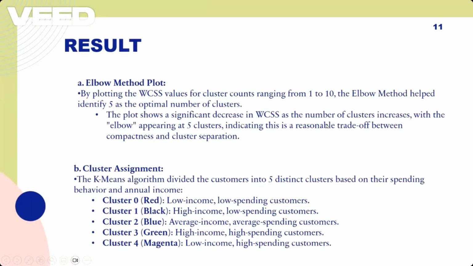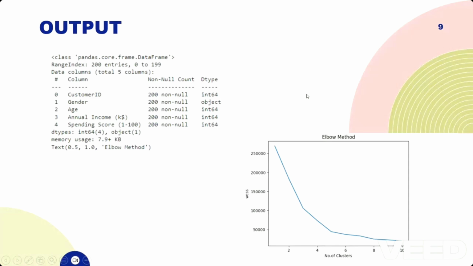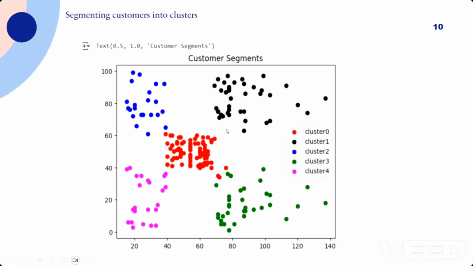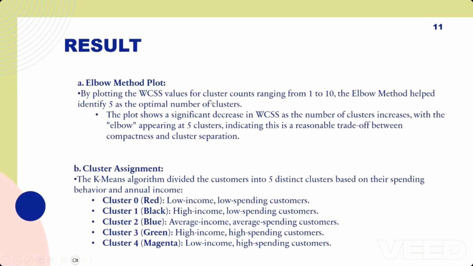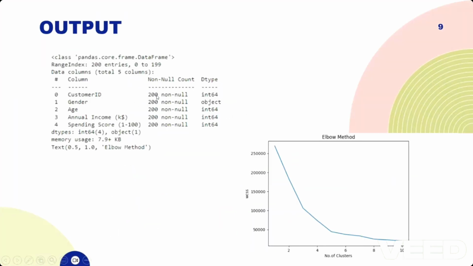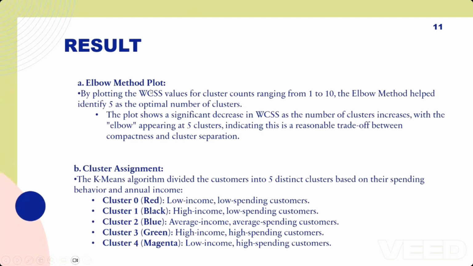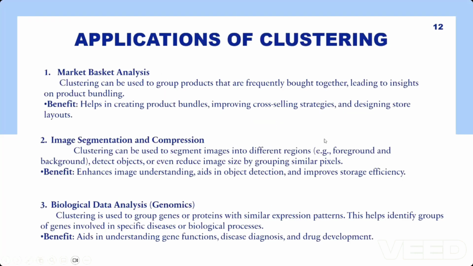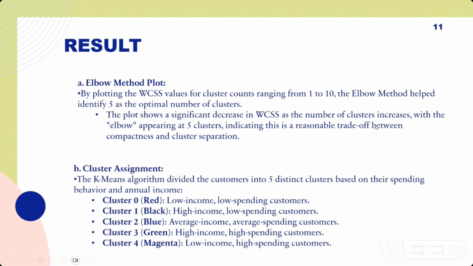And then the result, the elbow method plot. By plotting the WCSS value for cluster counts ranging from 1 to 10, the elbow method helped identify 5 as the optimal number of clusters. Here, 5 is the optimal number of clusters. The plot shows a significant decrease in WCSS as the number of clusters increases, with the elbow appearing at 5 clusters, indicating that this is a reasonable trade-off between compactness and cluster separation.